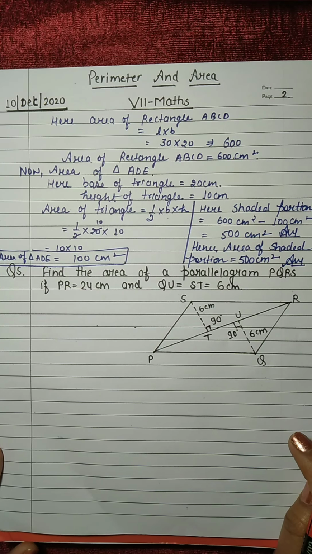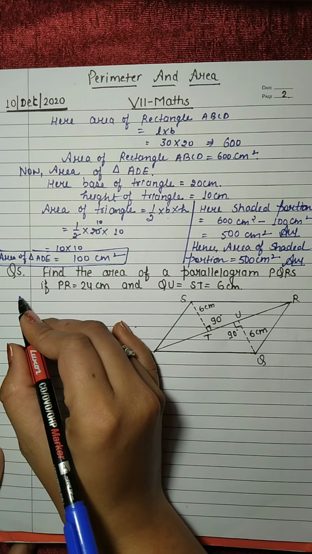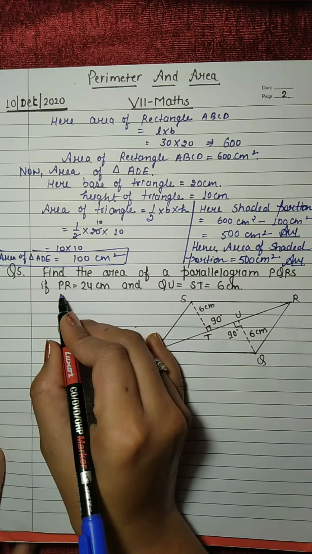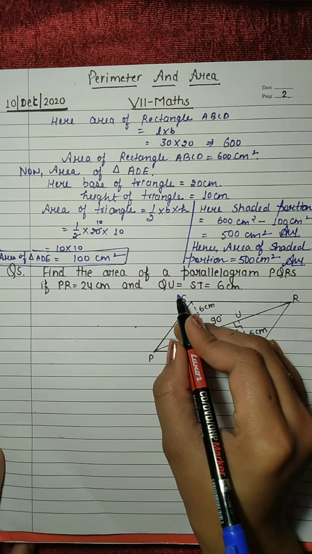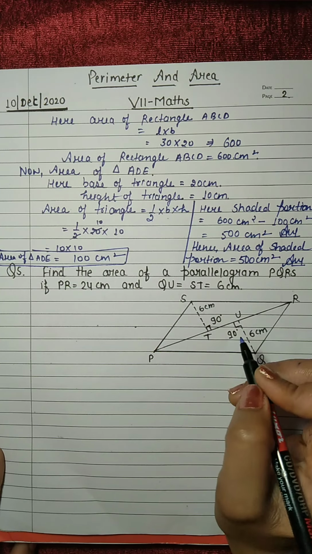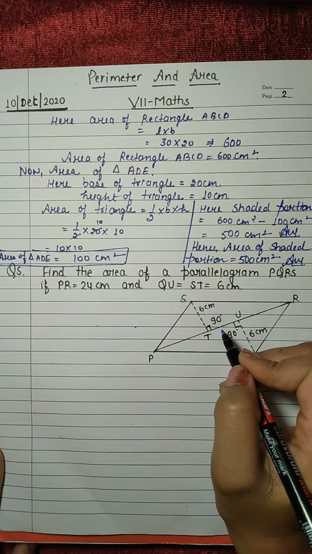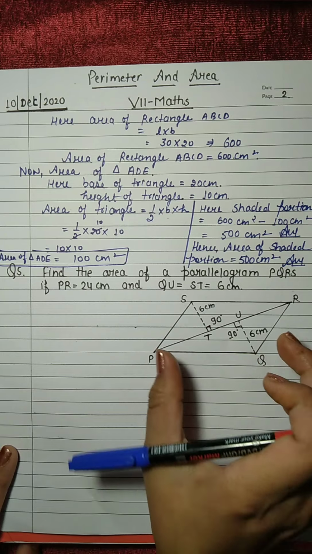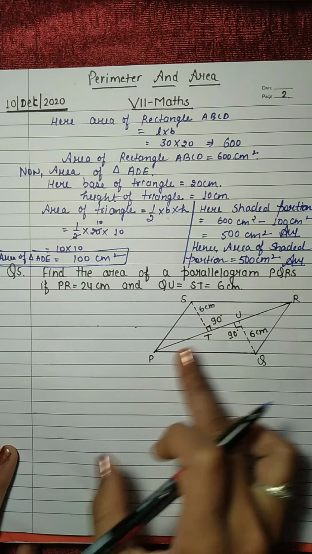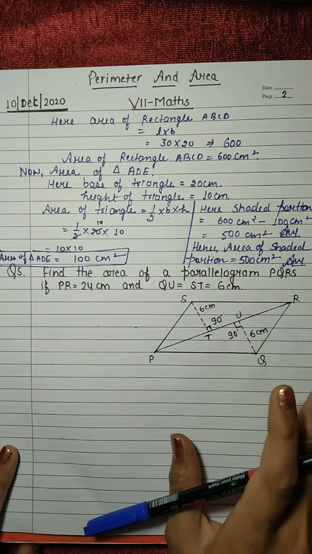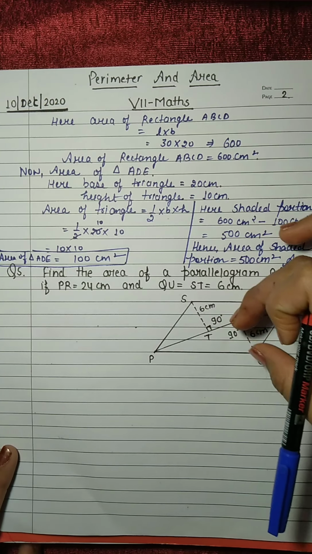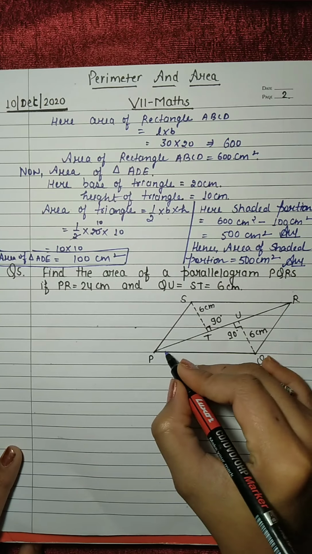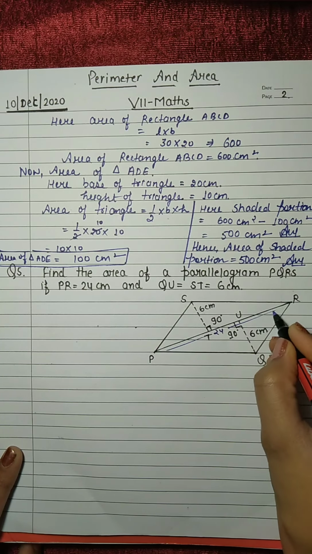Okay students. Now the next question is question number 5. Find the area of a parallelogram PQRS if PR is 24 centimeter and QU and ST is equal to 6 centimeter. Is that clear student? So student, that means this is a parallelogram. And you all know that in parallelogram opposite sides are equal. Here altitude is also equal, and so students, here PR is 24 centimeter. So that means this is 24.